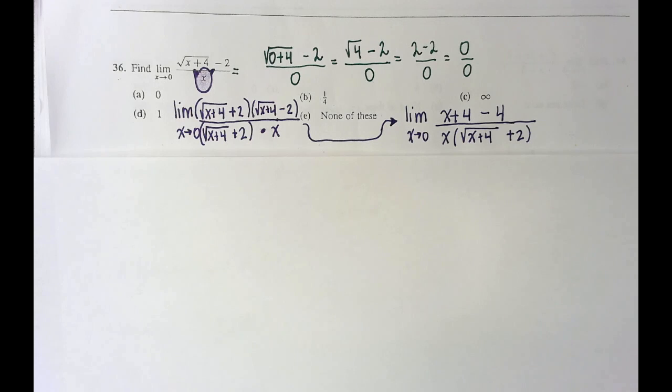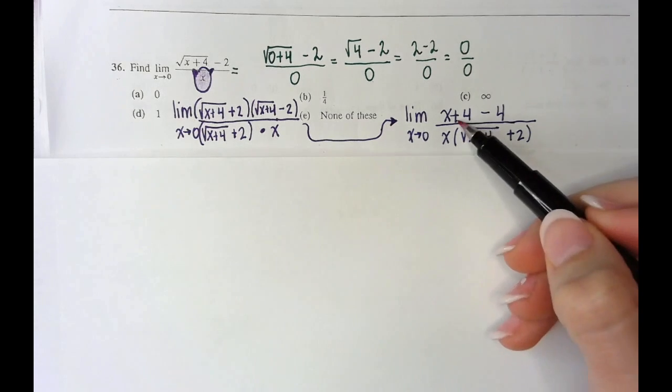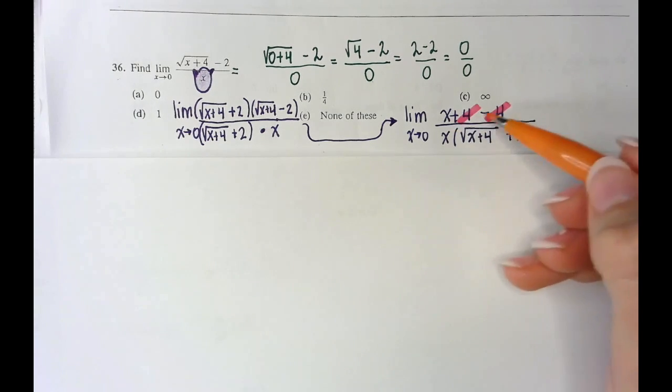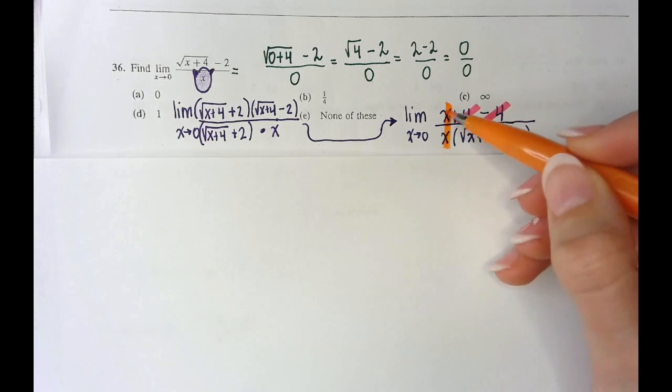What is going to happen next? Well, in the numerator, plus 4 and minus 4, when you have adding and subtracting the same number, they cancel out. Then I'm left with an x in the numerator plus nothing, just x over x, and that's going to reduce.